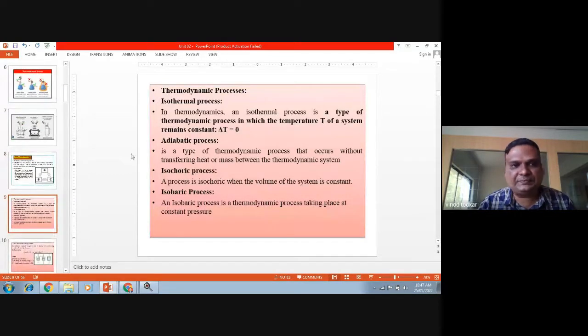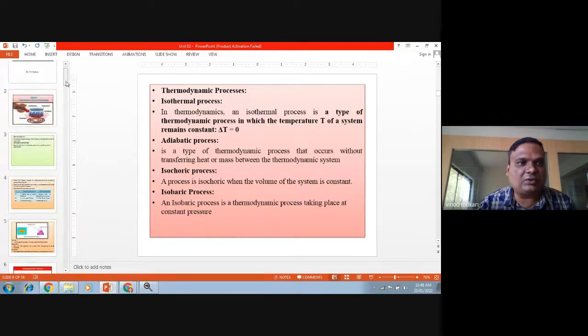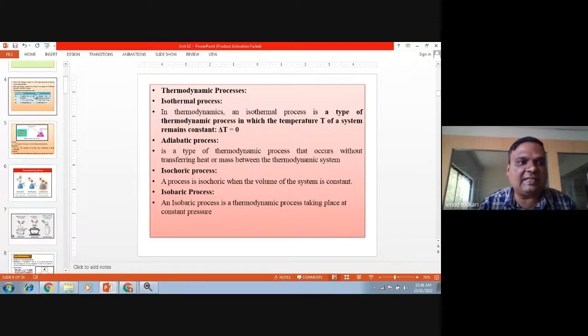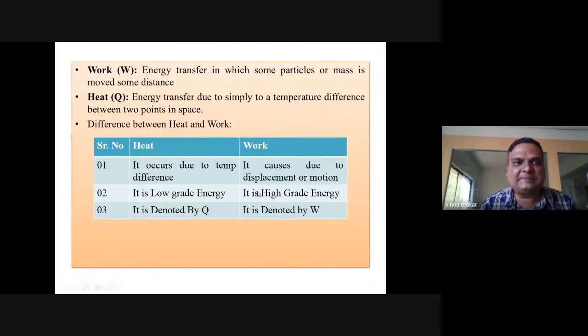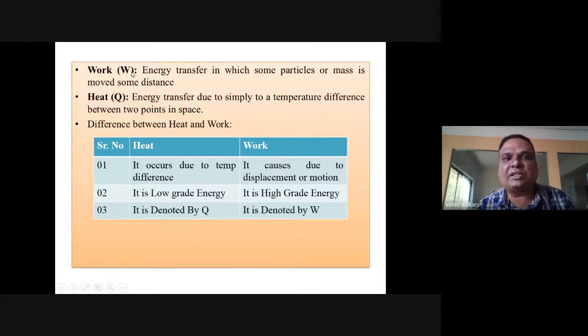Now see, I will just take 2 minutes. I will repeat what we have studied and then we'll move forward. We have seen work and heat. Work is due to orderly motion, so it is high grade energy. Heat is due to disorderly motion, so it is low grade energy.